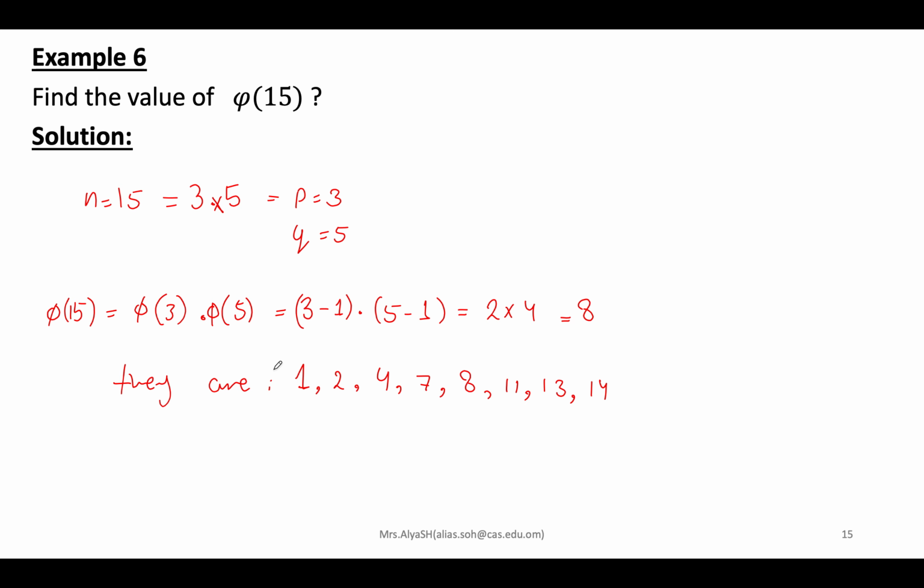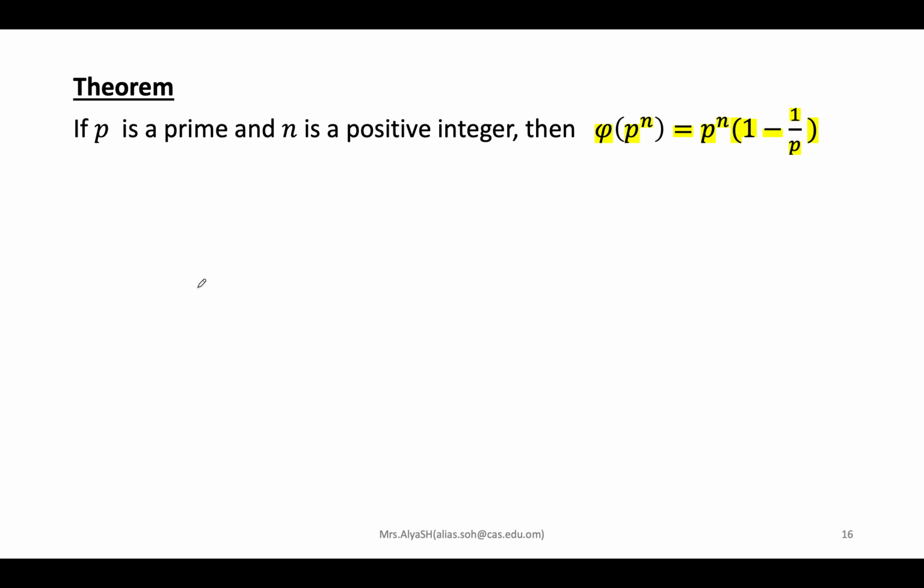So instead of breaking the number into its factors and then trying to find each relatively prime number to n, we can use only the phi function here. Now if p is a prime and n is a positive integer, then phi of p to the power n equals p to the n times (1 minus 1 over p).